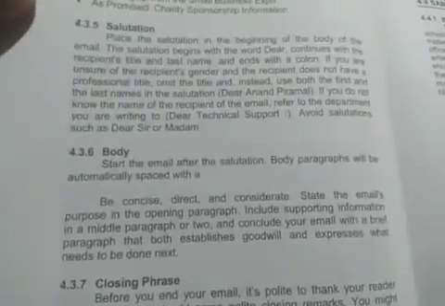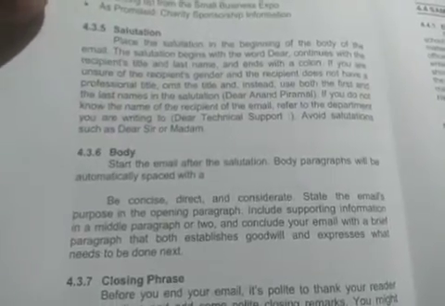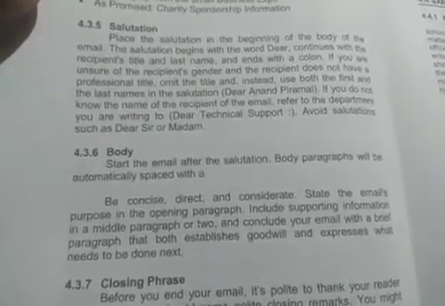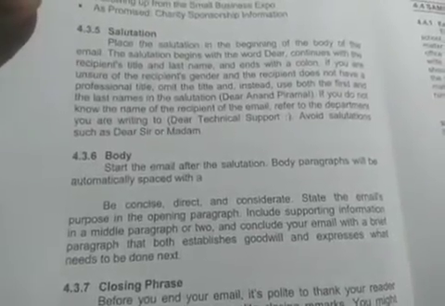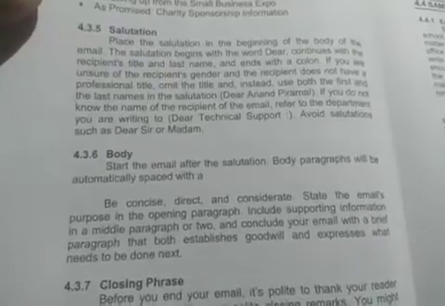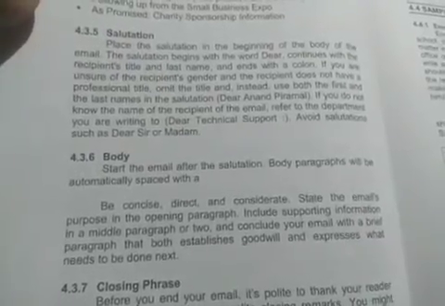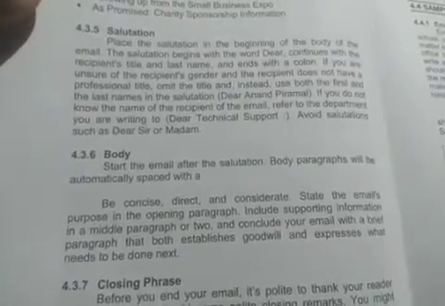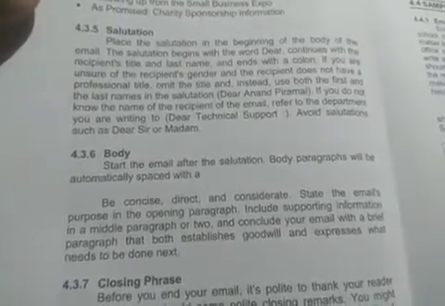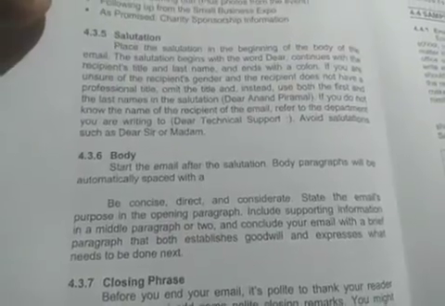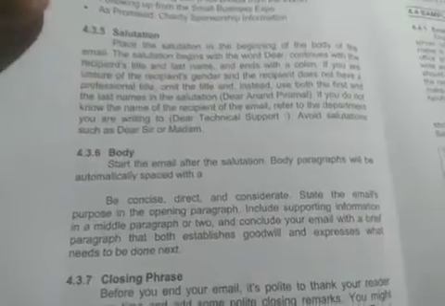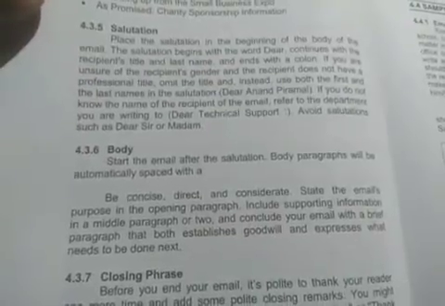4.3.5 Salutation. Place the salutation in the beginning of the body of the email. The salutation begins with the word "Dear", continues with the recipient's title and last name, and ends with a colon. If you are unsure of the recipient's gender and the recipient does not have a professional title, omit the title and instead use the first and last names in the salutation. Dear Anand Premal.